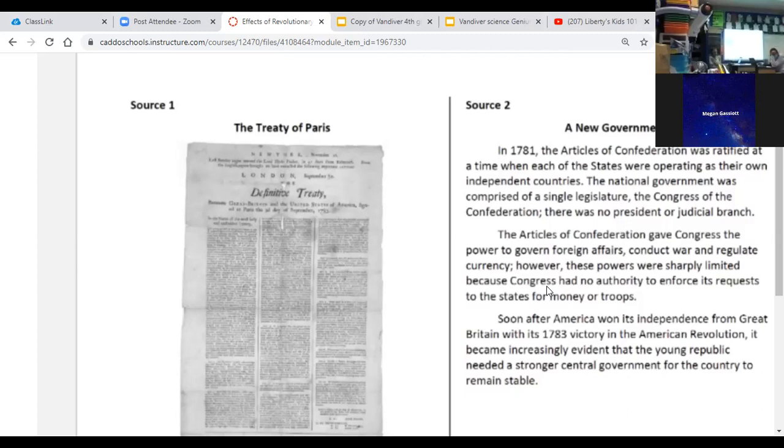Okay. So in 1781, the Articles of Confederation had the states working independently, like their own countries. The national government was comprised of a single legislature, the Congress of the Confederation. There was no president. There was no judicial branch.